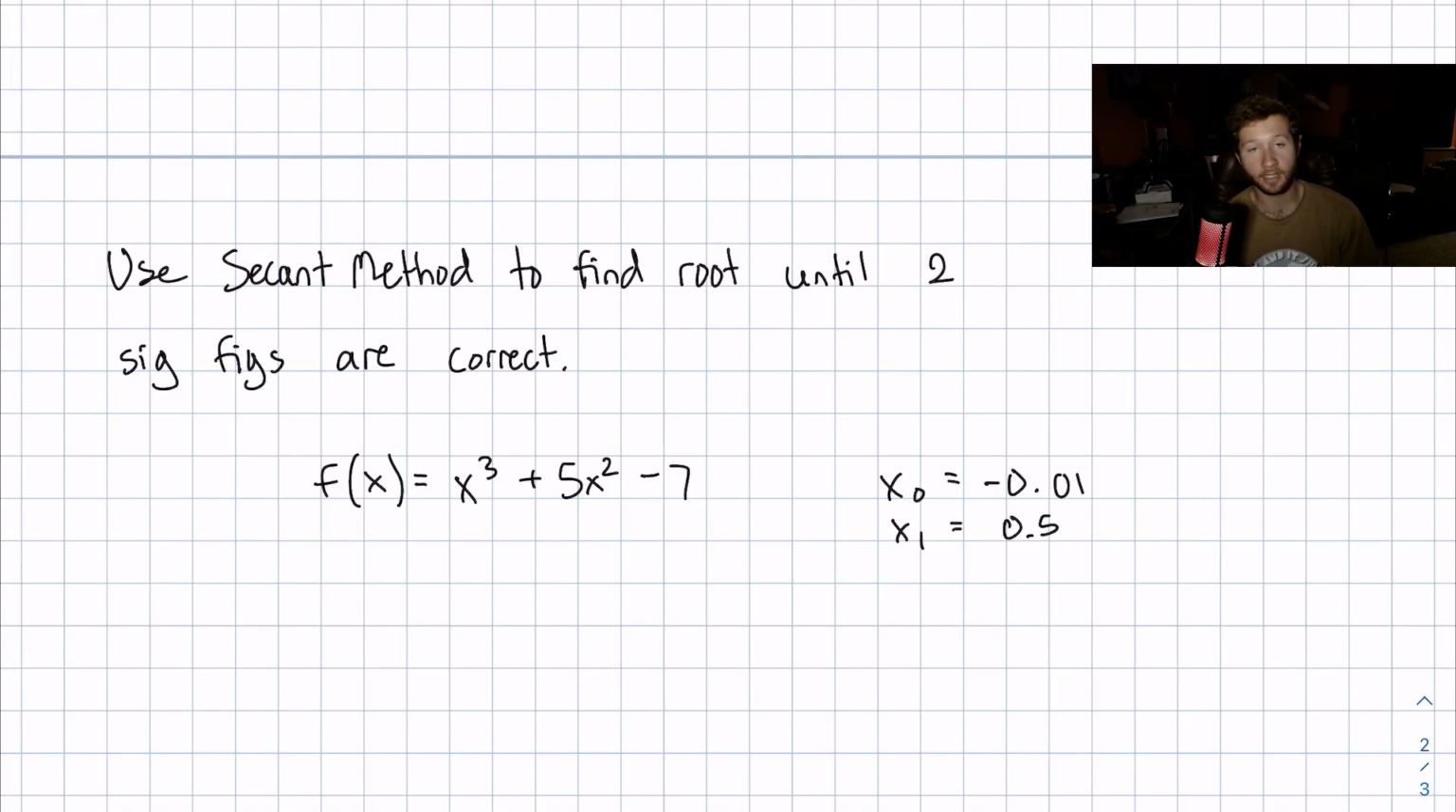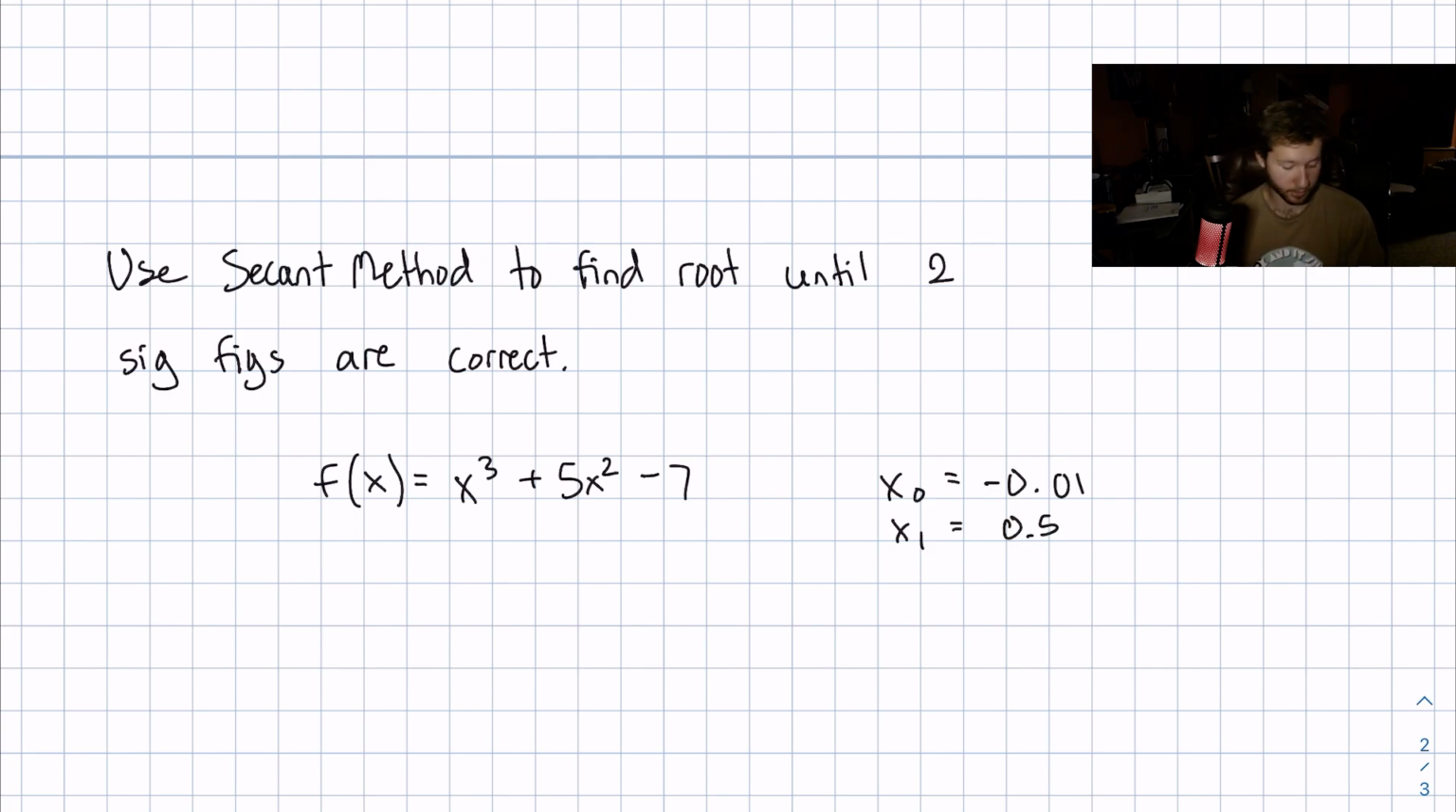Okay, so for the next method, we're going to be doing the secant method. Now, this is not in the FE reference handbook, but it is a stronger, more robust method than Newton's method, just in case Newton's method's not working out and this one clicks a little better for you. So for our next one, it's use secant method to find the root until 2 sig figs are correct.